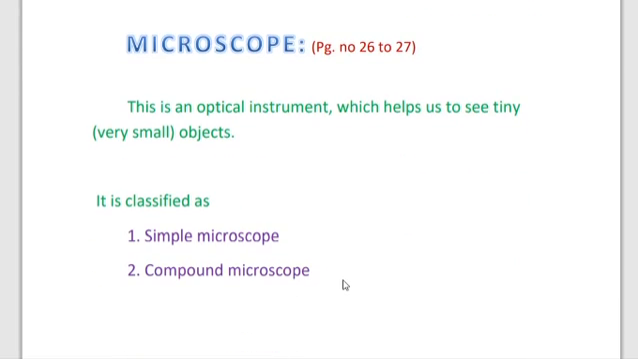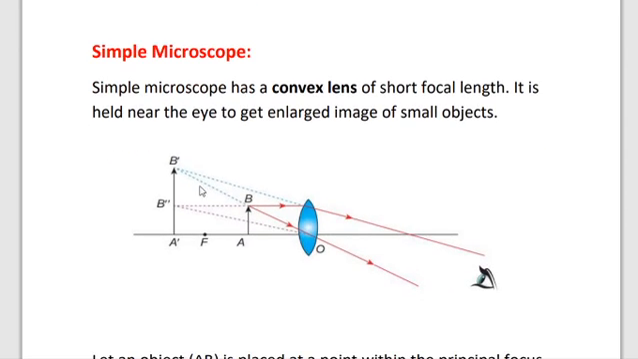A microscope is an optical instrument which helps us to see tiny, that means very small, objects. It is an optical instrument used for viewing very small objects such as animal or plant cells. It magnifies several hundred times. It is classified as simple microscope and compound microscope. First, we see the simple microscope.